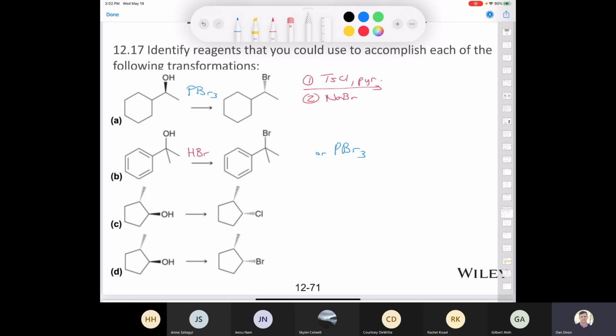The next one is in the same vein as the first one. I'm just thinking out loud here. For the second, or for C, I'd say one option to convert this secondary alcohol into this secondary alkyl halide, and to allow the inversion of configuration to occur, would be to treat it with thionyl chloride. Let me prove it to you.